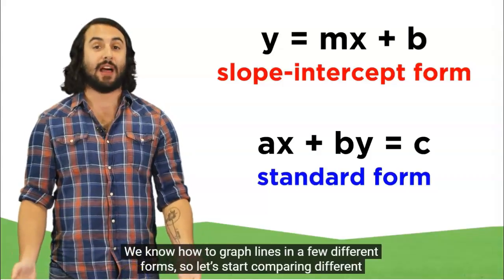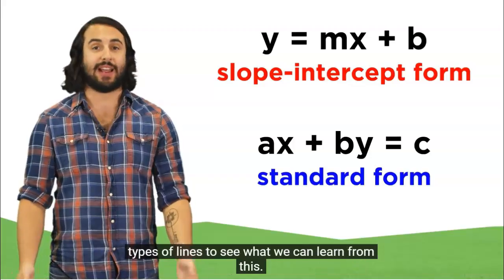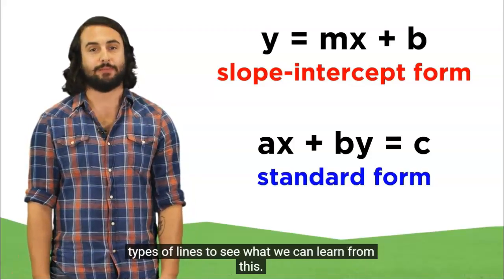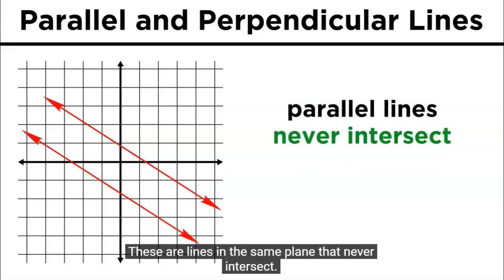We know how to graph lines in a few different forms, so let's start comparing different types of lines to see what we can learn from this. First, let's take a look at a graph containing two parallel lines. These are lines in the same plane that never intersect.